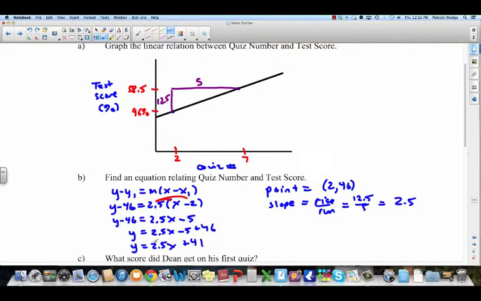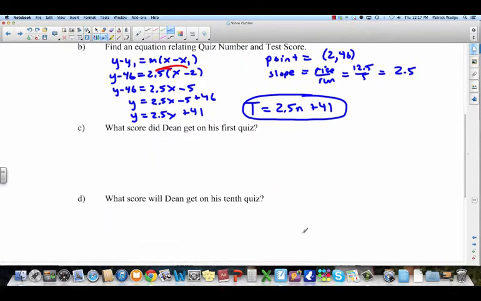That's my equation. Or we could change our y and x into things that might be a little bit easier to use. So we're talking about test score here. So why don't we put a t or an s here? How about a big T? T equals 2.5 times quiz number. Why don't we put a little n for number? Plus 41. I like that. That's a good equation right there. And then we're going to use that and just plug some stuff in.